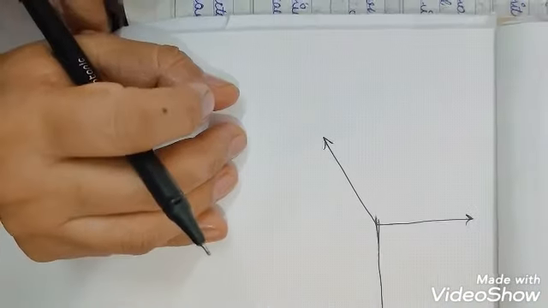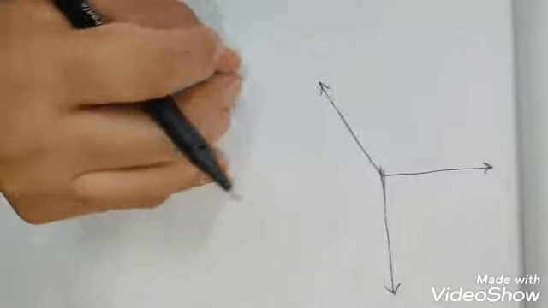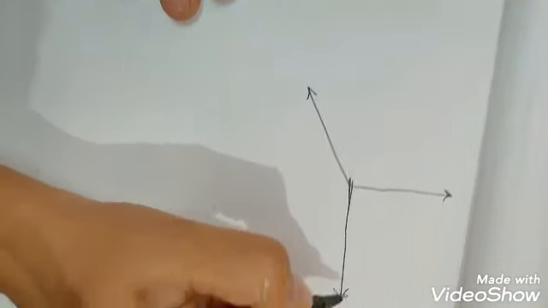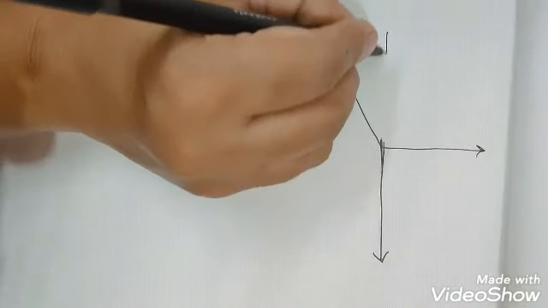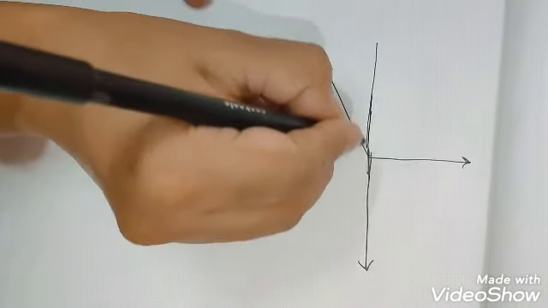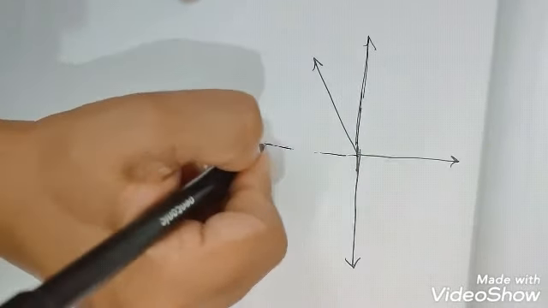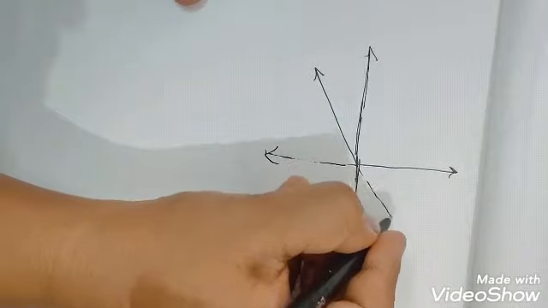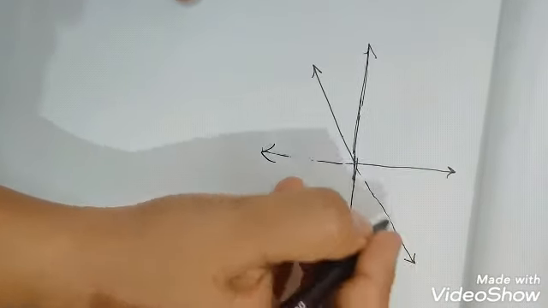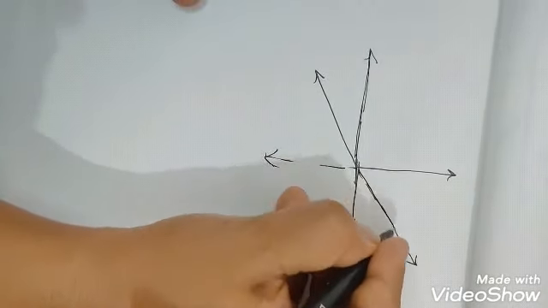We are talking here about the unit vector. You can see that in three dimensions, that means the x-axis, y-axis and z-axis, three mutually perpendicular axes.